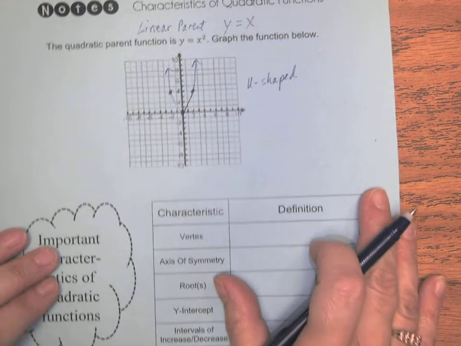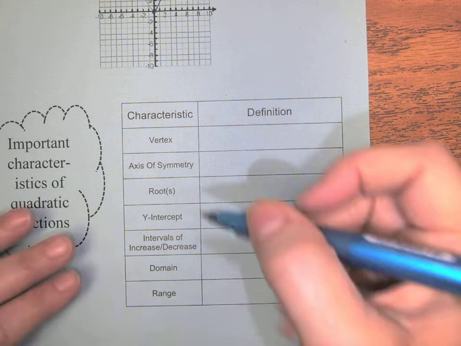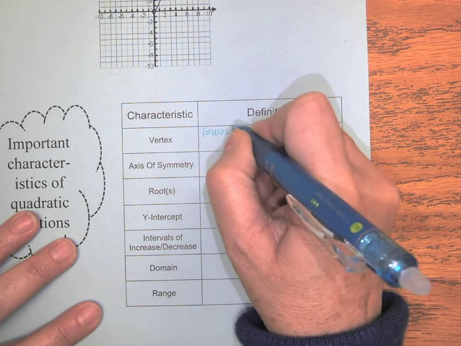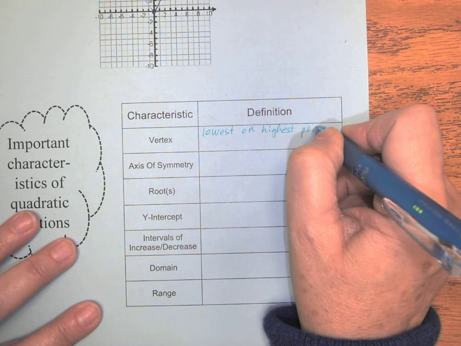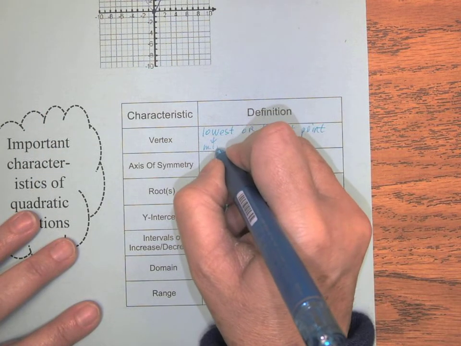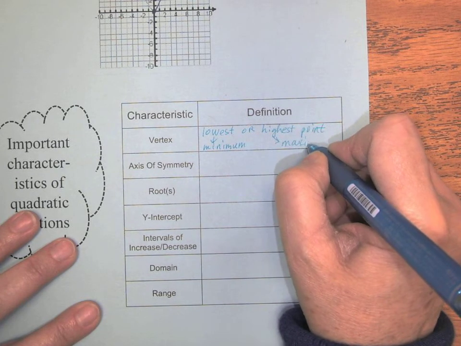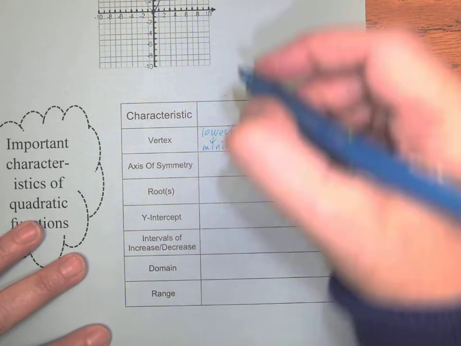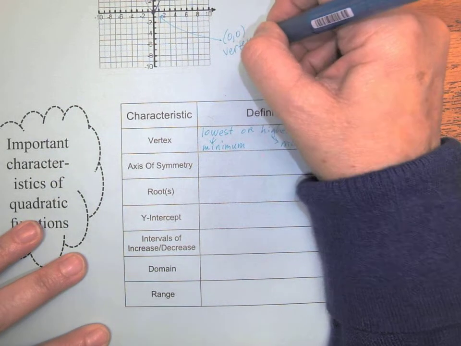So let's talk about the characteristics. The vertex is a very important part of the quadratic. The vertex is the lowest or highest point. Now in this one up here, it's the low point, isn't it? If it's the lowest point, it's called a minimum. Minimum means low. If it's the highest point, it's called a maximum. Maximum means high, the highest point on the graph. So in this particular one, the vertex is the point 0, 0 on the parent function.